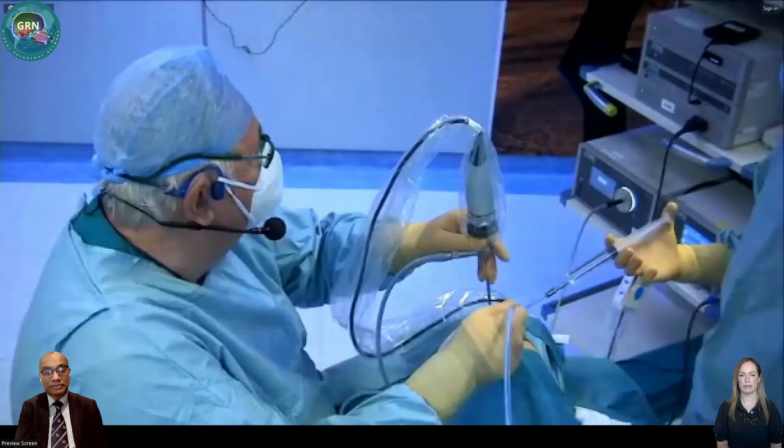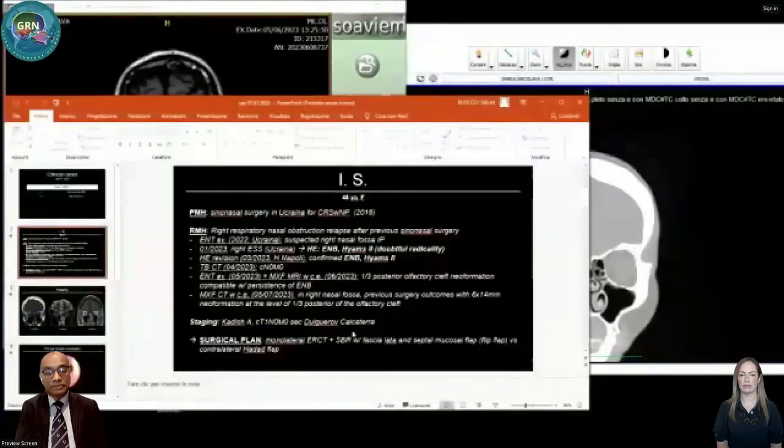So as Professor Castronovo said, she's a woman, she's 48 years old. In 2016, she had sinonasal surgery in Ukraine for chronic rhinosinusitis with nasal polyps. But in 2022, she had a right respiratory nasal obstruction relapse, and the ENT evaluation suspected a right nasal fossa inverted papilloma. So always in Ukraine, she underwent endoscopic sinus surgery, but the histological examination was esthesioneuroblastoma, Hyams 2, with doubtful radicality.